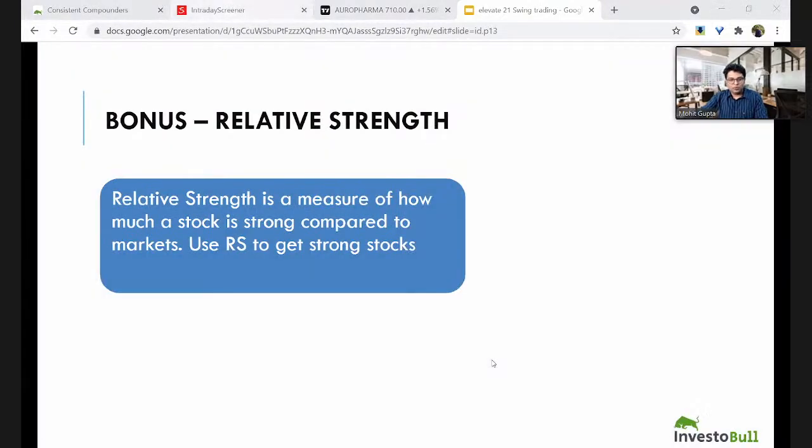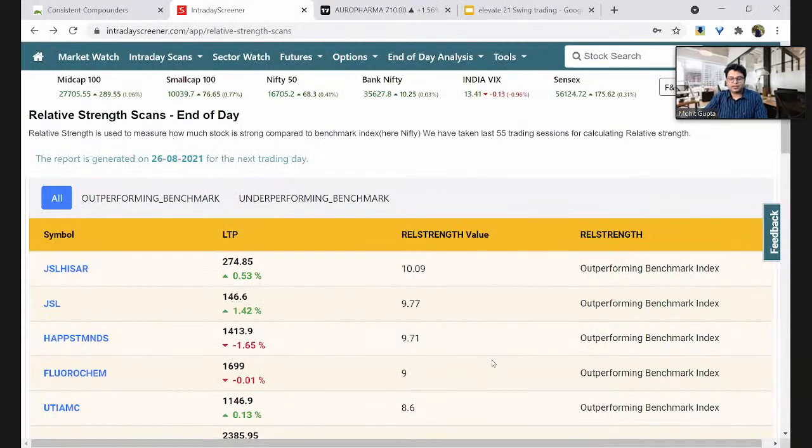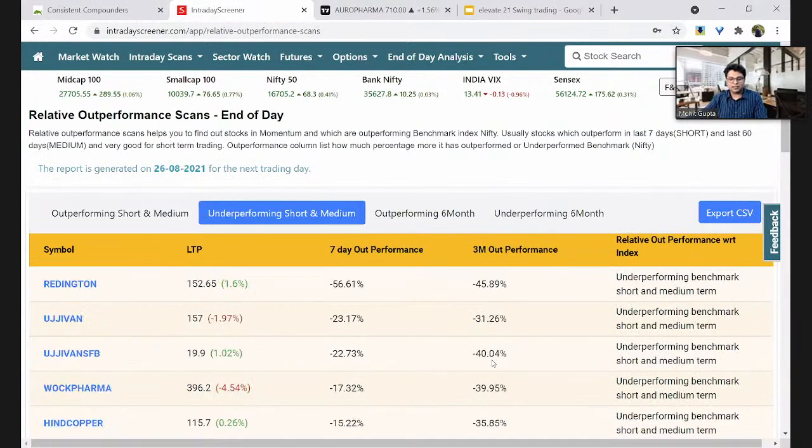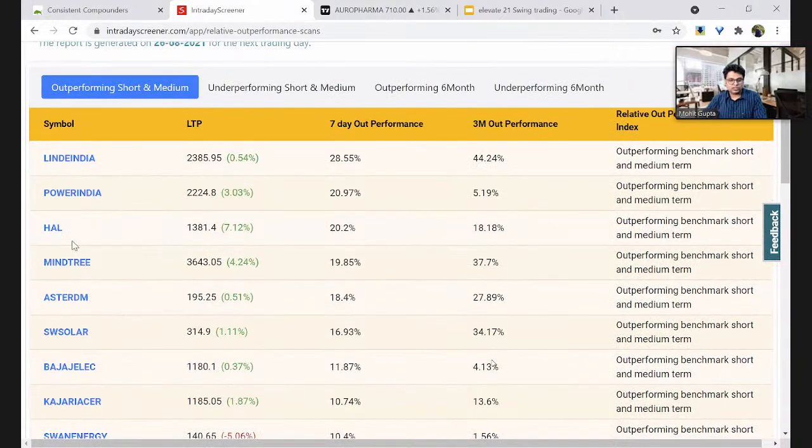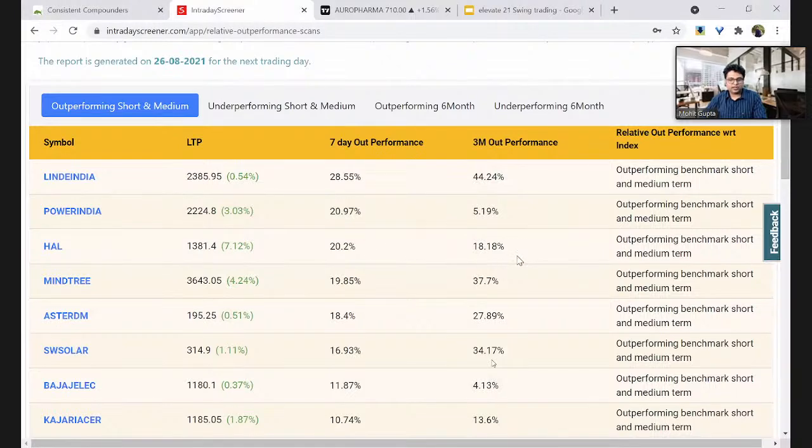And again, one bonus: you can always use relative strength to find stocks which are actually showing good strength. You can use intradyscreener.com, and you can also check relative outperformance to find stocks which are pulling back from moving averages because they are outperforming in the short and medium term. So for example, in India, you can see that the stock is outperforming. In the last 7 days, it has given like 20% return. In the last 3 months also, it is giving outperformance.